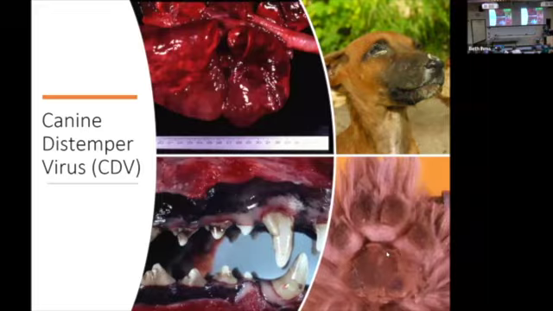And then hard pad disease. Do you guys talk about this in the term section? So crusting of the, especially the foot pads. We see this manifestation quite a bit in wild animals, so like ferrets and stuff.